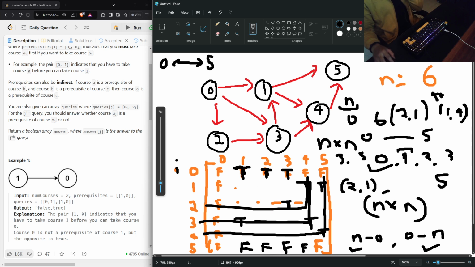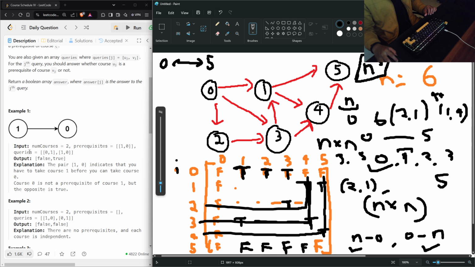If we do that, the time complexity will become n cube, where n is nothing but the number of vertices, the number of nodes that we have. Once we have the direct as well as the indirect connections set in this matrix as true, then we can simply iterate on the prerequisite queries list and return using the values. So what we'll be having is, do we have a value from 0 to 1, meaning 0th row and first column as true or not. So this could be indirect as well.